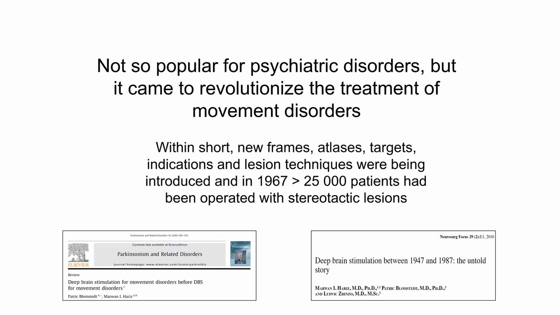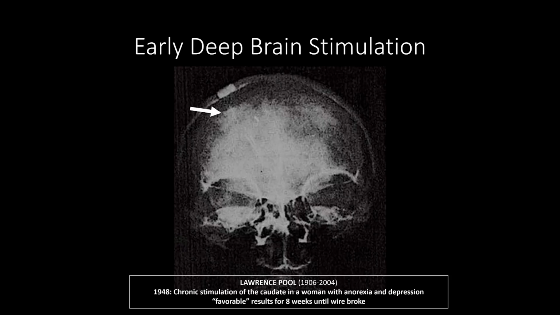Stereotactic lesional procedures were first used for psychiatric disorders, but it never attained any widespread popularity. But it came to revolutionize the treatment of movement disorders, and the same is true regarding deep brain stimulation, which was first developed for psychiatric disorders before being applied to movement disorders.